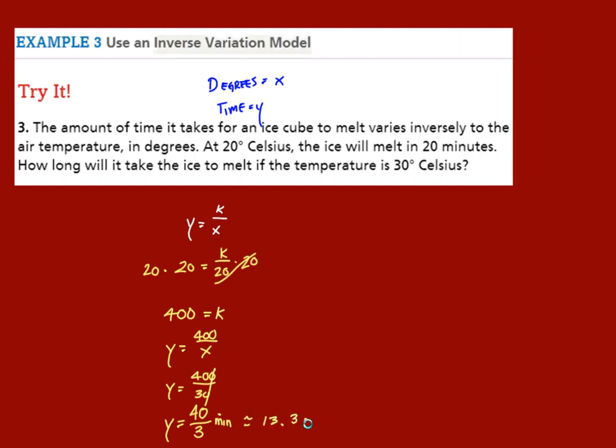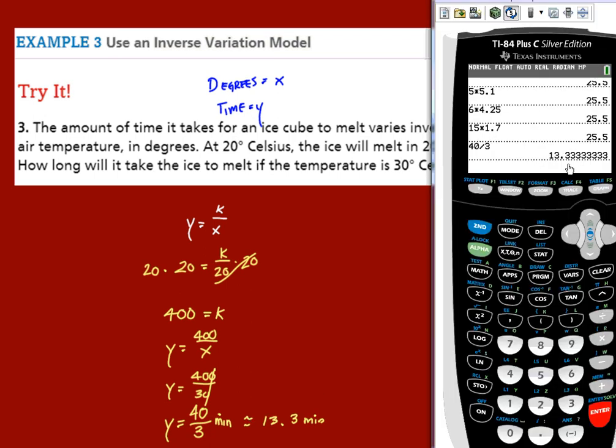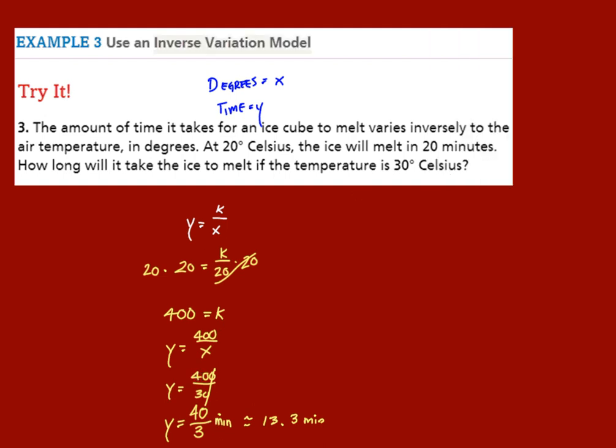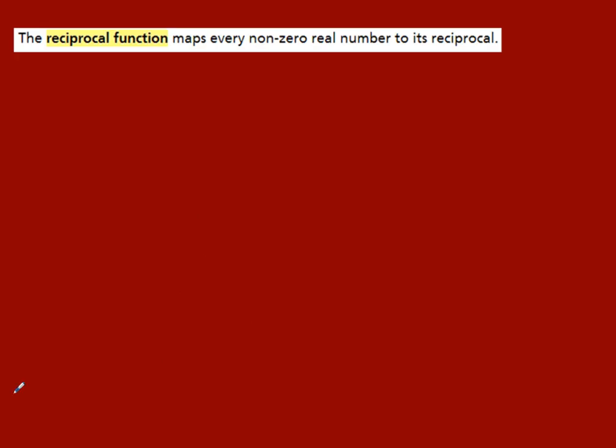13.3 minutes. Now don't say it equals that, because it definitely doesn't equal that. It's 13.3333333 all the way. But it's really about 13.3 minutes. Okay? But if we'd have switched those, we'd have gotten the same answer. We'd have switched what degrees were and what x and y was, we would have gotten the same answer. So that doesn't matter, as long as you know the general form of an inverse variation is y equals k over x.